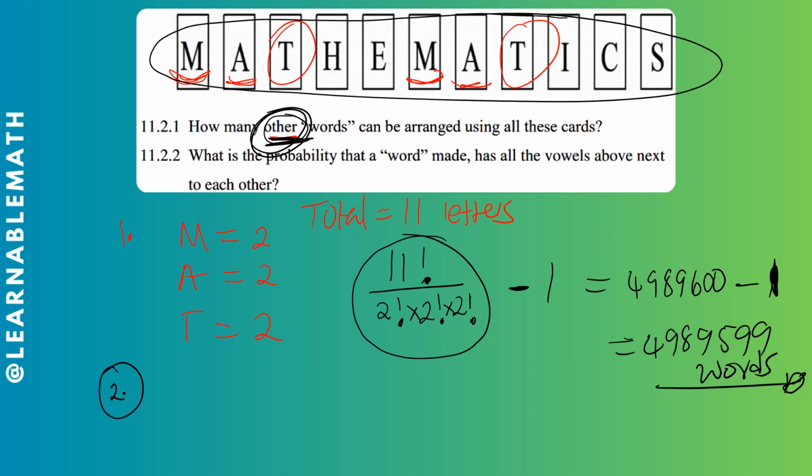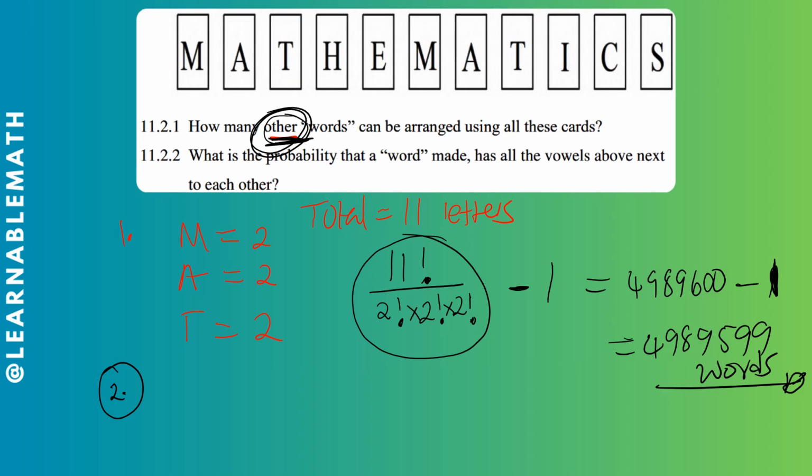The second one is asking what is the probability that a word made has all the vowels next to each other? So using the letters of the word mathematics, what is the probability that the word you form will have all the vowels together?